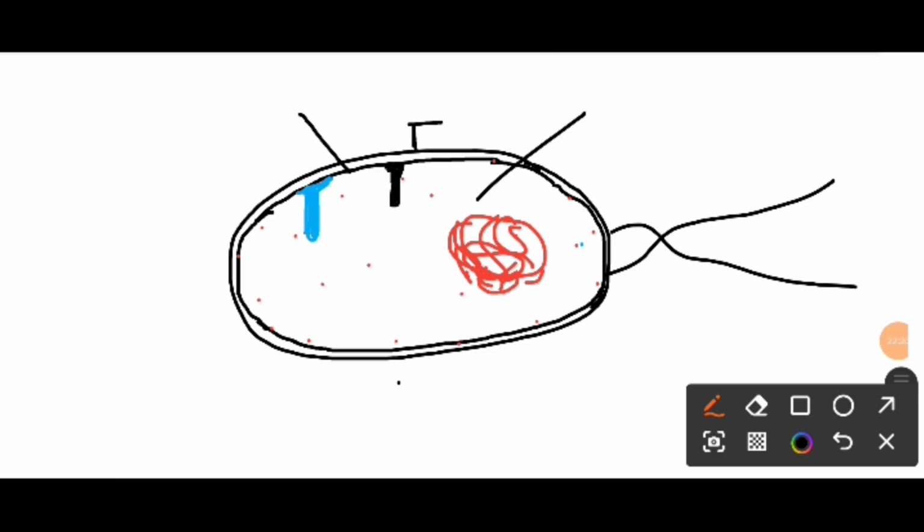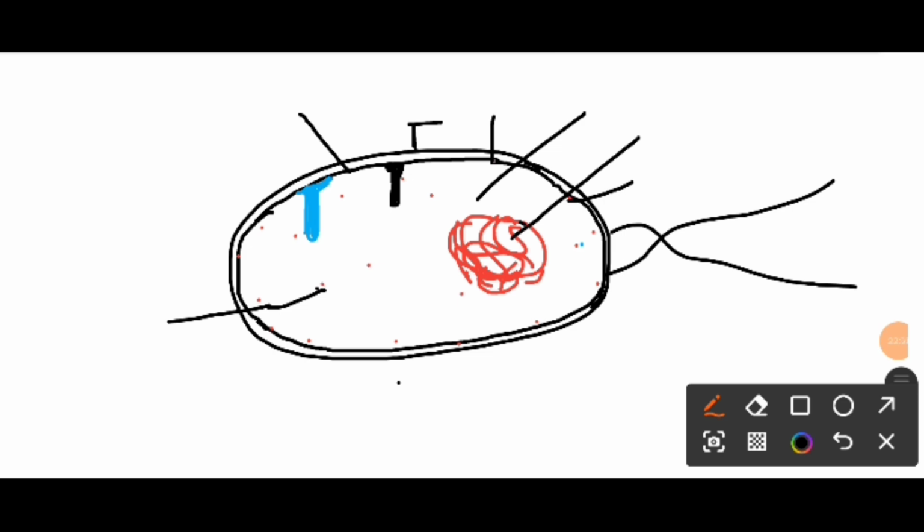This is the double stranded circular DNA which is found in the prokaryotes, and this is the nucleus. As you can see, the nucleus is not enveloped by any nuclear membrane. We have ribosomes. The red dots here represent the ribosomes. Also you can see some ribosomes which are attached to the cell membrane, right? Some of the ribosomes are attached to the cell membrane also.